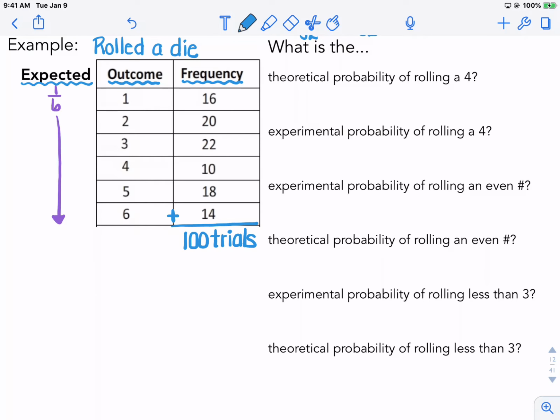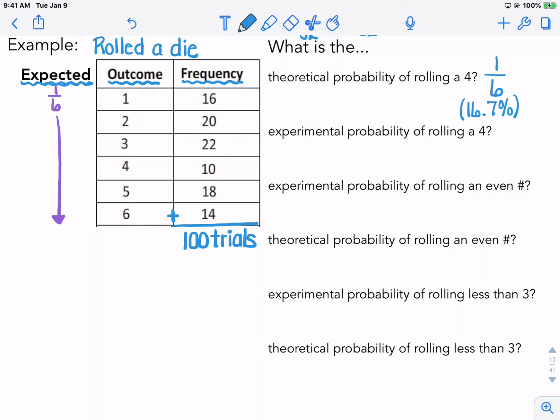So each time you answer these, you have to check theoretical versus experimental to decide what type of probability you're calculating. So the theoretical probability of rolling a 4, well, what that means is the expected probability. And we calculated that the theoretical probability of rolling a 4 is that there's 1 four on a die out of 6 equally likely things to happen. So we would expect, if we did this as a percent, about 16.7% of the time to get a 4.